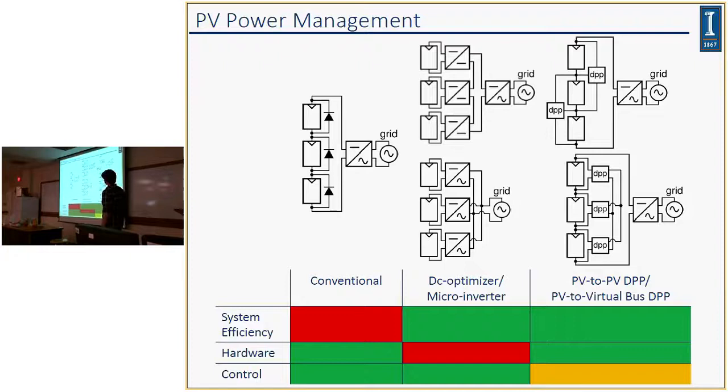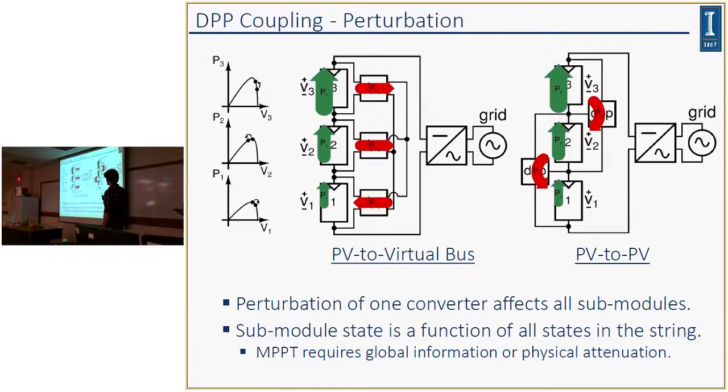But the problem with this topology is that it's somewhat hard to control because of a problem that I'll talk about in detail in a few slides. It has to do with coupling. Because of the way these DPPs are interconnected, that can induce coupling, and whenever you want to do maximum power point tracking, whenever one converter perturbs its state, it can affect the states of all converters in the string. And this is what this slide illustrates.